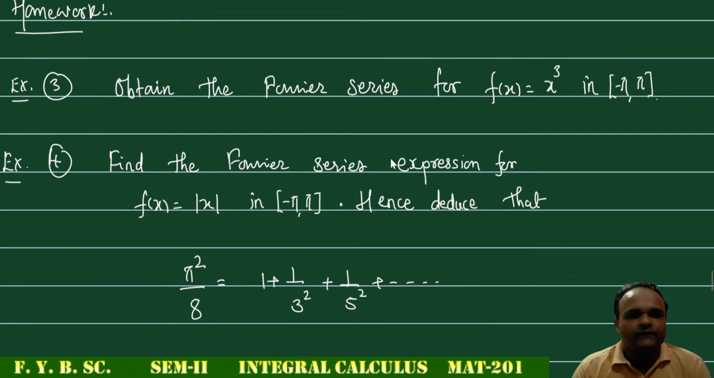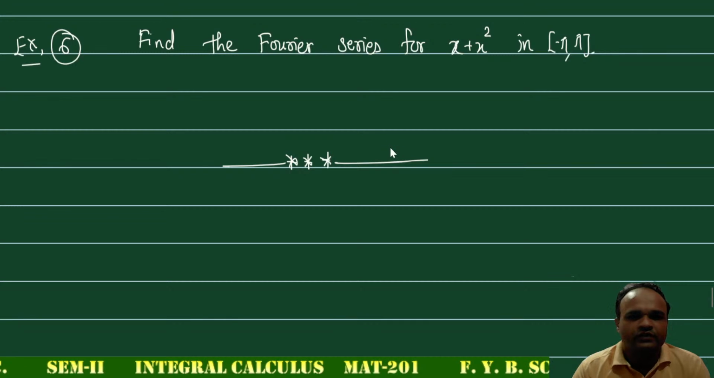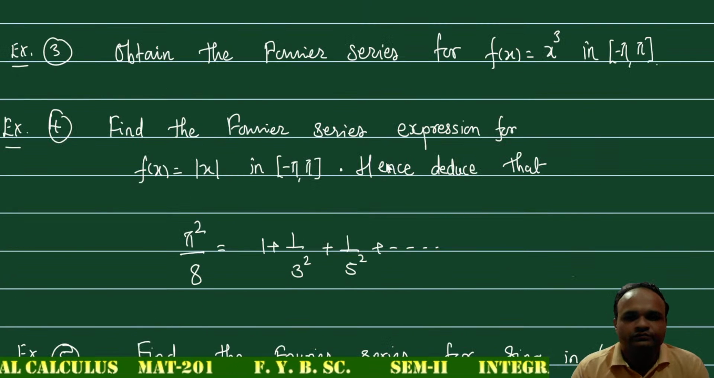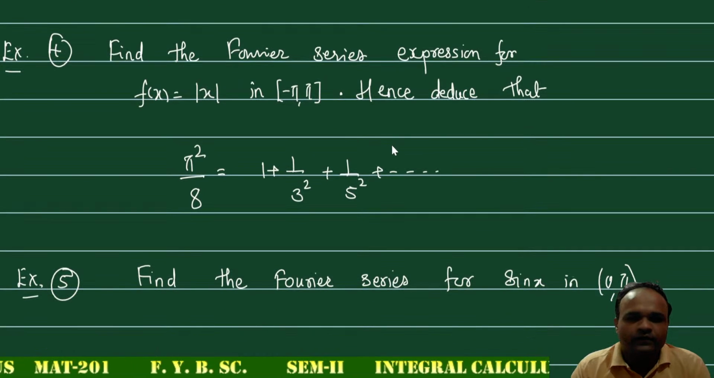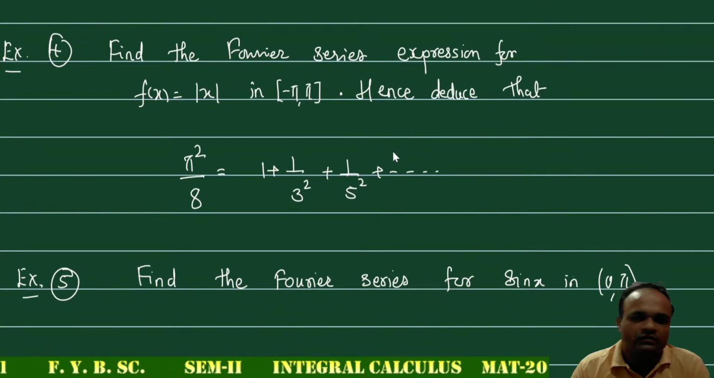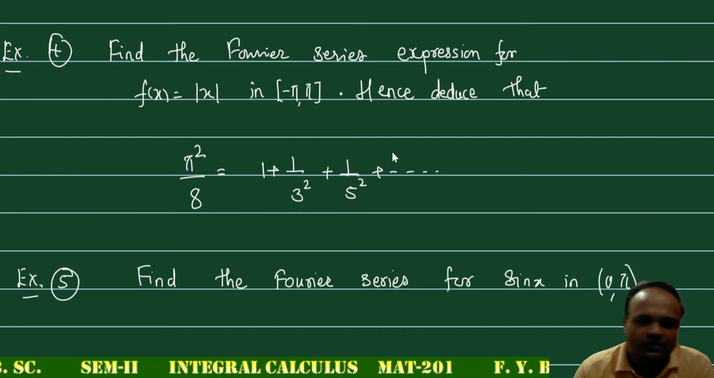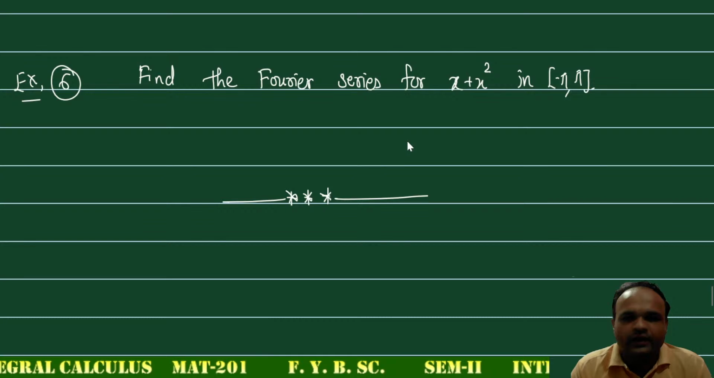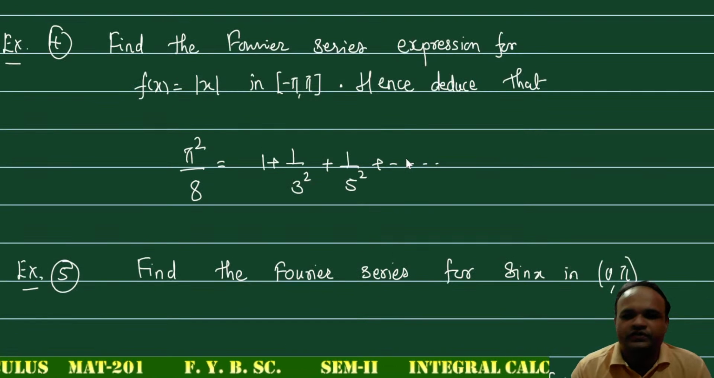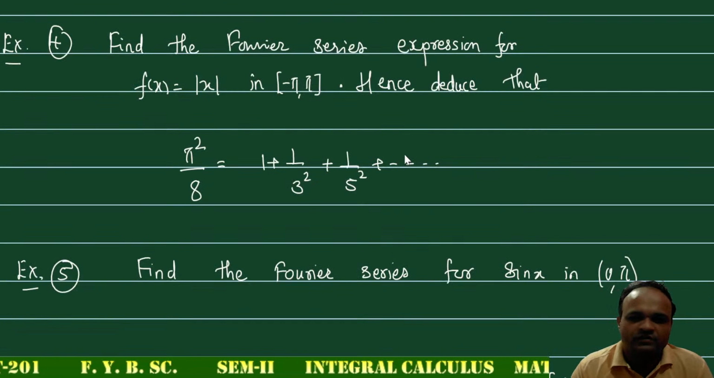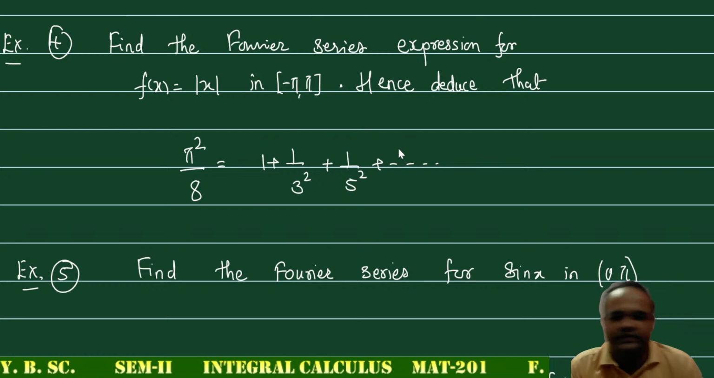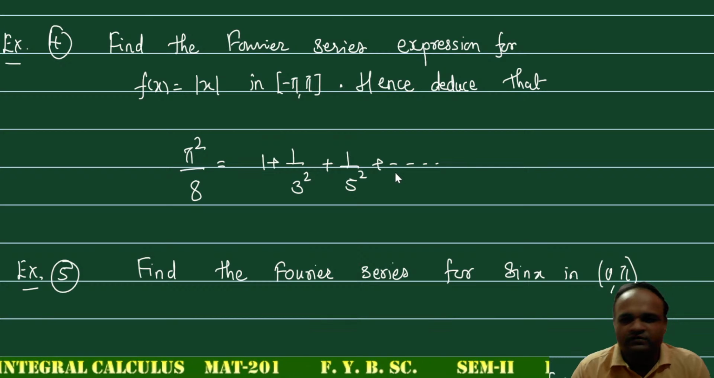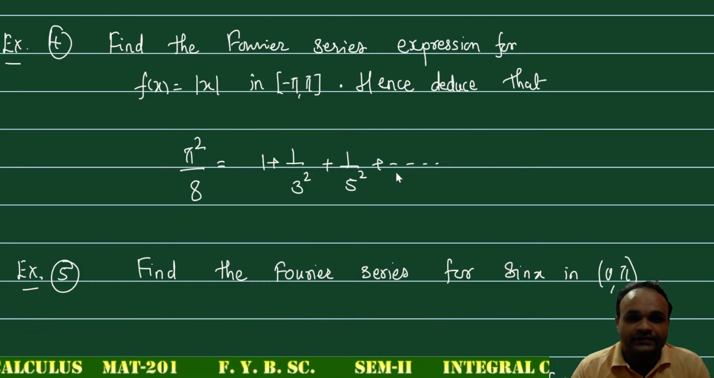Here there are four examples for homework. You can find the Fourier series of these functions at home, and it will be the end of this topic, that is Fourier series. That is the last chapter of this course, MAT-601, that is real analysis 2, and that will be the end of this course also, that is real analysis 2.